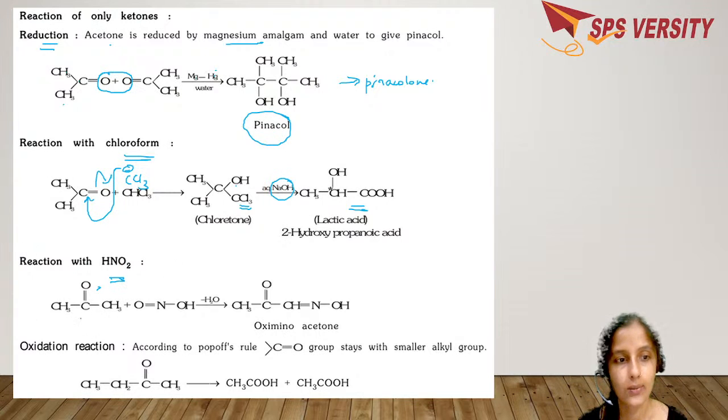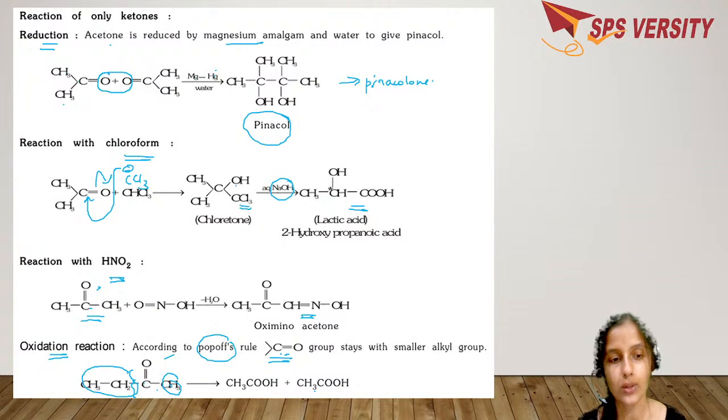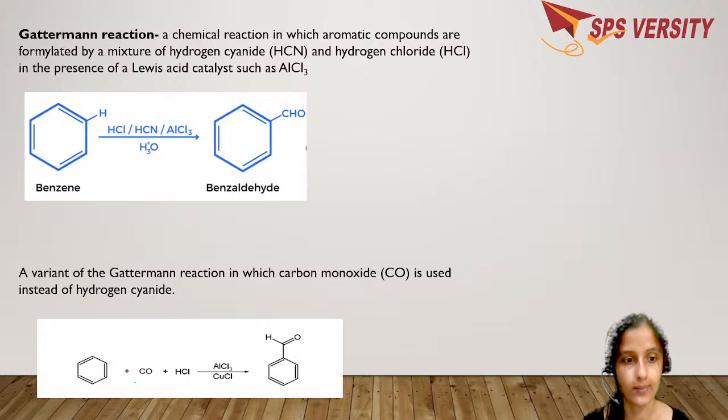Then reaction with nitrous acid. Nitrous acid with the ketone will convert the ketone to an imino compound, and the imino is a C=N compound. Then the oxidation reaction. There is a rule called Popoff's rule. If you oxidize the compound, the C=O group stays with the smaller alkyl group. So when you oxidize this, the C=O will remain with the smaller alkyl, because this is a smaller alkyl and this is a bigger alkyl. So this gets converted into CH3COOH on oxidation, and this is CH3CH2. This gets converted into a carboxylic acid again.